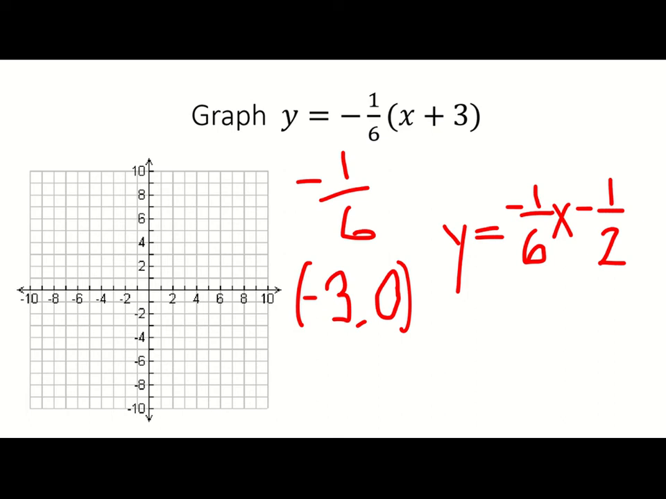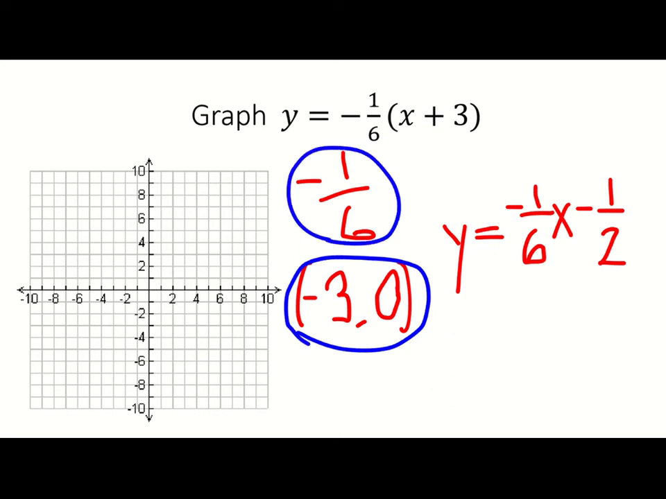So what we're going to do, we're going to use the point and the slope to make our graph of this line. So we're going to start by plotting a point at negative 3, 0. And then from there, we're going to count a rise of negative 1 and a run of positive 6. So down 1, right 6. And then count that one more time. Down 1, right 6. And put your point. So once you've got your points, we're going to connect them in a line.